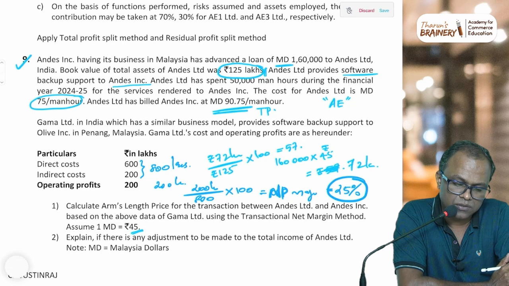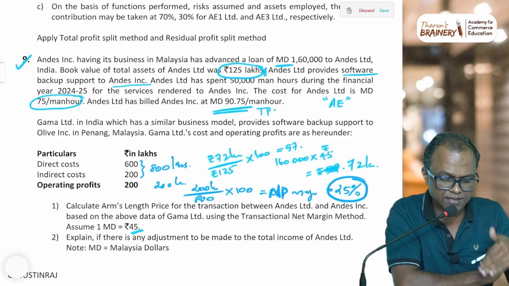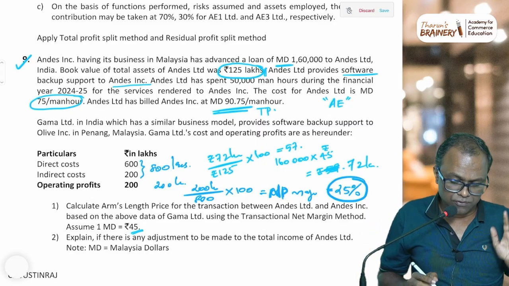From the question, there is no material difference. Nothing is mentioned. So no material difference means no adjustments. This 25% is the adjusted NP margin. Simply take this net profit margin with the actual cost, we will get the arm's length sales. It's actually an exam question, right? So find out the actual cost.